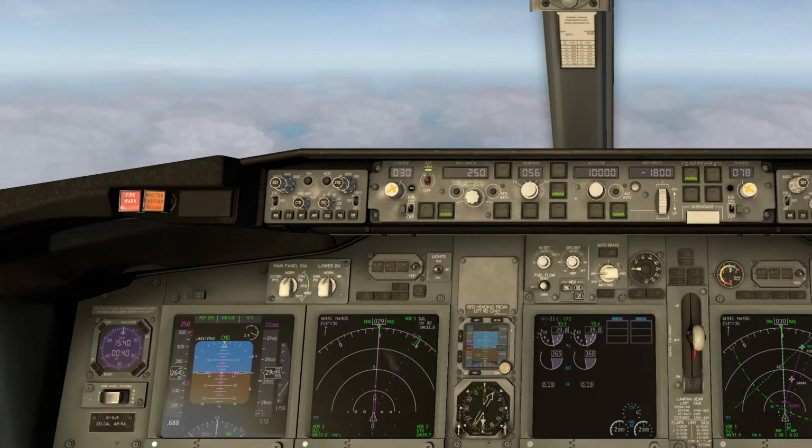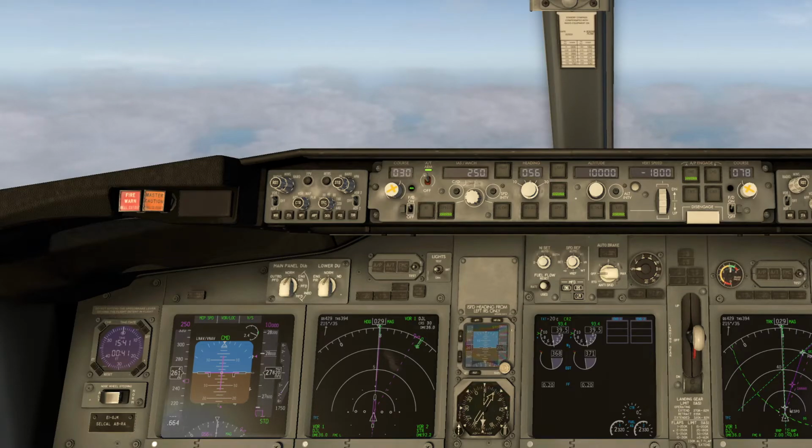31 nautical miles, 8 miles to go. 35 nautical miles. 4 miles to go. 37. 38, 1 mile.